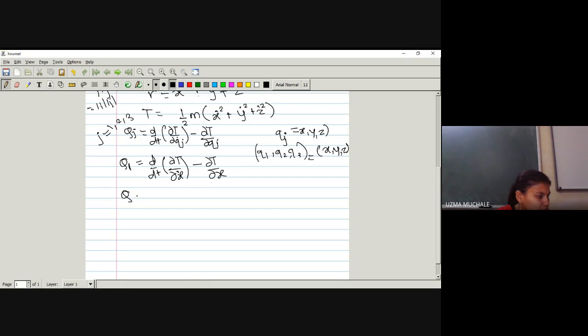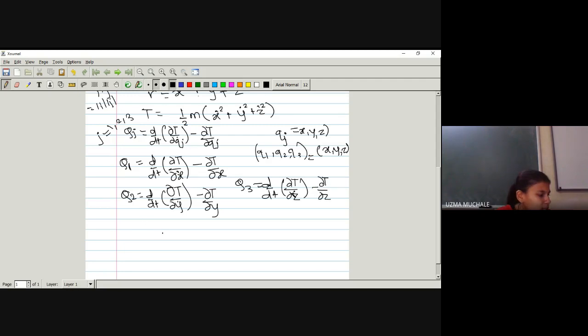So as we know the value of T, now we can find out the derivative of T with respect to x dot, derivative of T with respect to x. Similarly, let me write down the value of Q2 also. So what will be the value of Q2 now? d by dt of dou T by dou y dot minus dou T by dou y, as we substitute j equal to 2. Similarly, we can have the value of Q3, which is d by dt of dou T by dou z dot minus dou T by dou z.